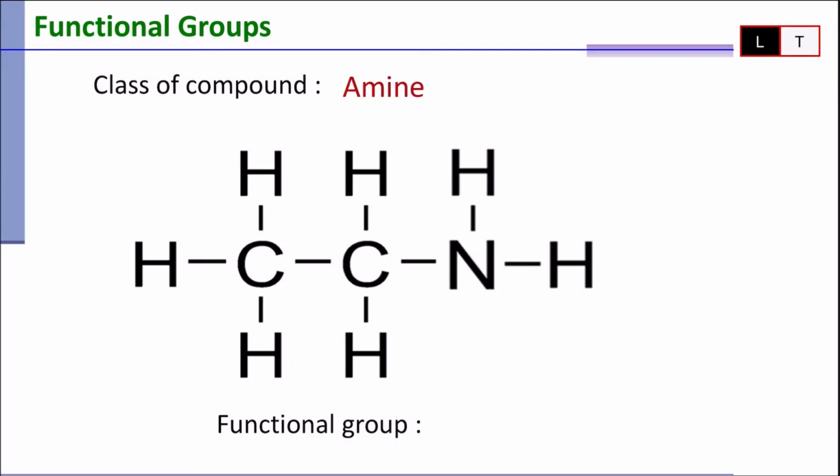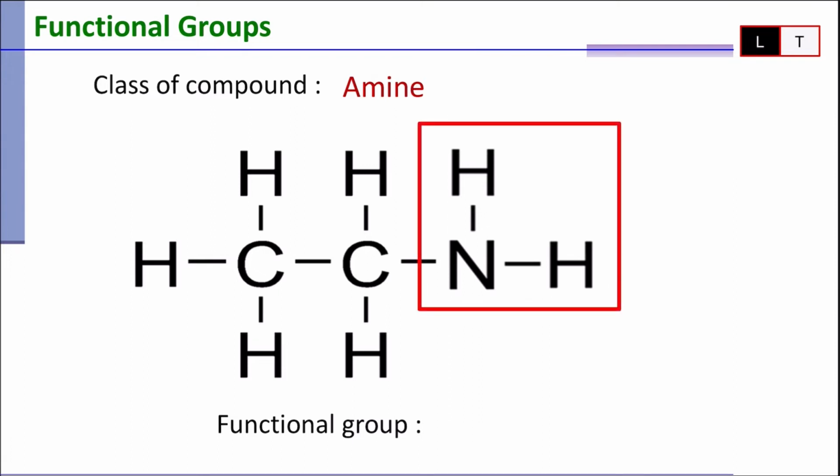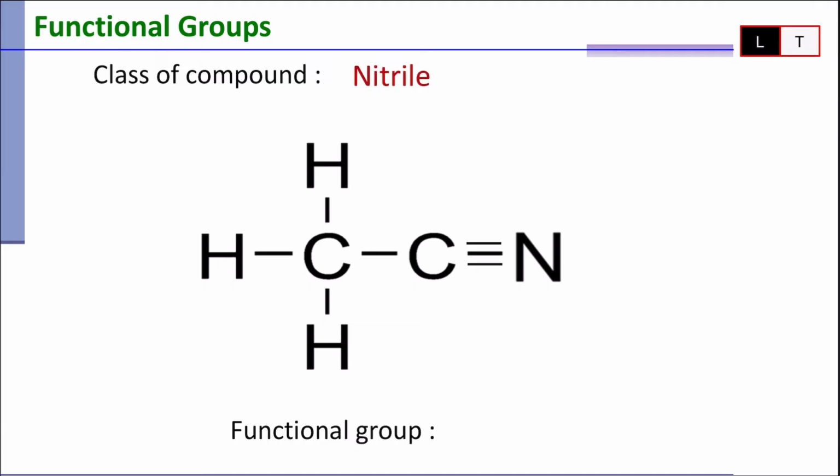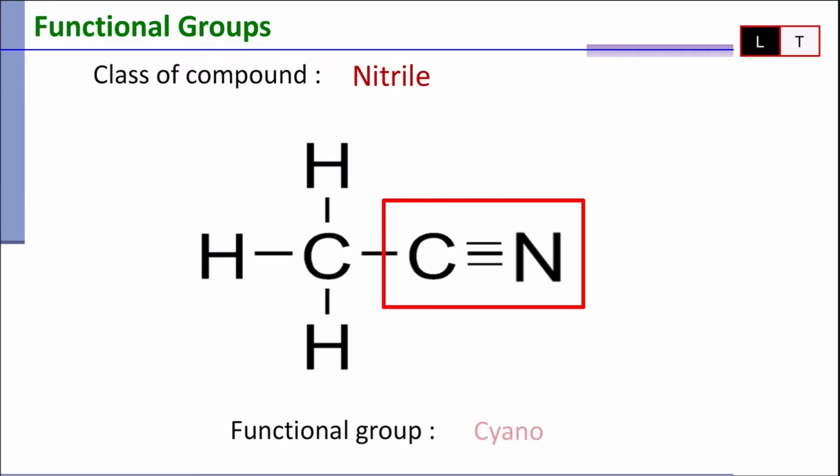Next, we have amine. Amine di mana awak akan bulatkan NH2 here. So NH2 here is the functional group. The name of it is amino. Next, we have nitrile. So nitrile adalah di mana we just circle C triple bond N. So this is the structure for the functional group of nitrile. The name of it is cyano. So kita hanya bulat this one sahaja.